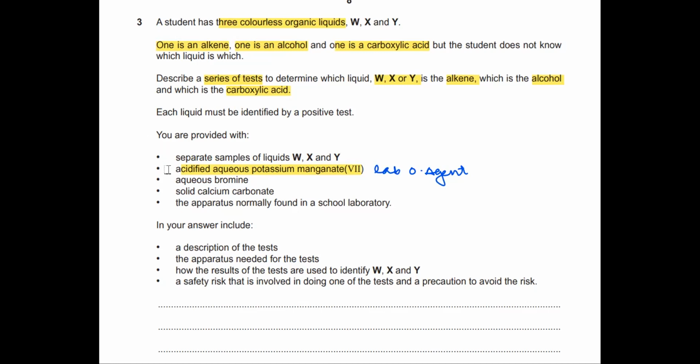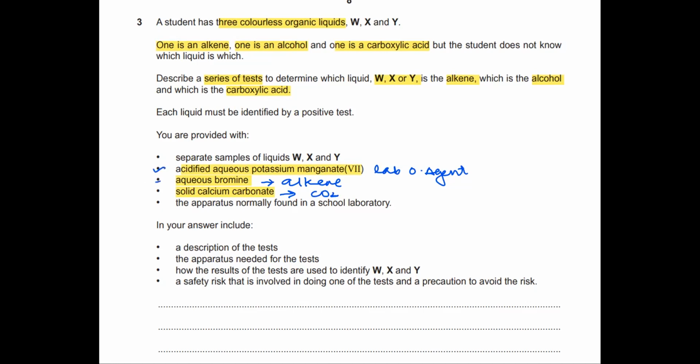The second chemical is basically your aqueous bromine. When we have done the chemical test for an alkene, we have seen that alkenes decolorize the reddish-brown bromine into a colorless solution. So bromine will be a chemical to identify the alkenes. And lastly, the third chemical which they have given you is solid carbonate. Whenever carbonate reacts with an acid, it gives you an effervescence of carbon dioxide. So this is an identification for an acid.